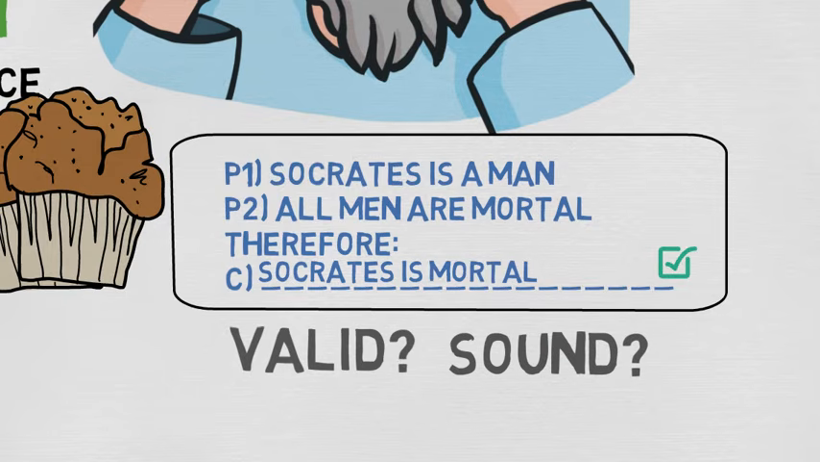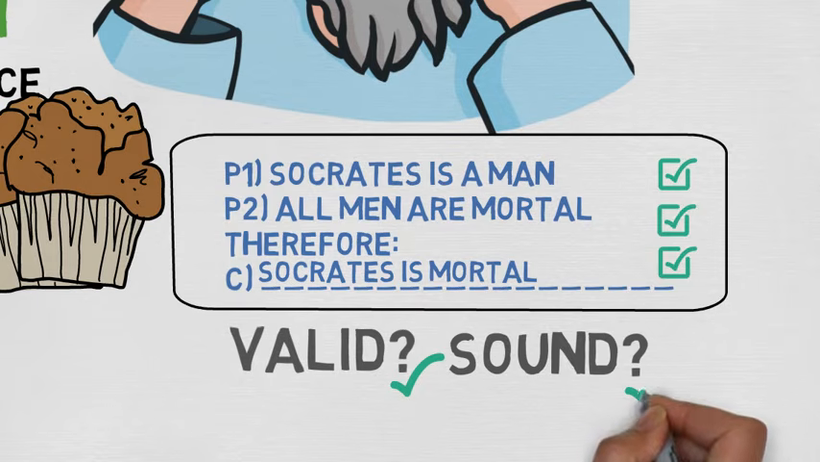A sound deductive argument is one that is valid, so the conclusion follows logically from the premises, but it is also one that has true claims or true premises. So if an argument has true premises and it is valid, it is then a sound argument. And this is what you're really looking for with deductive arguments. You want them to be valid and to have true premises. In other words, to be sound.